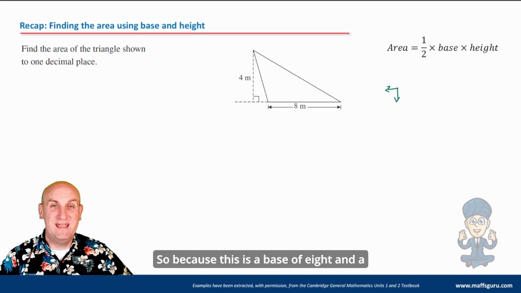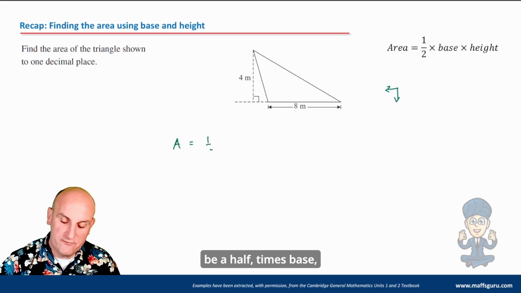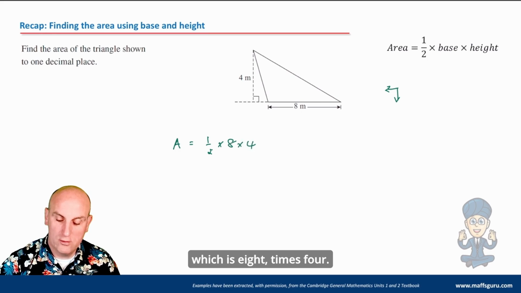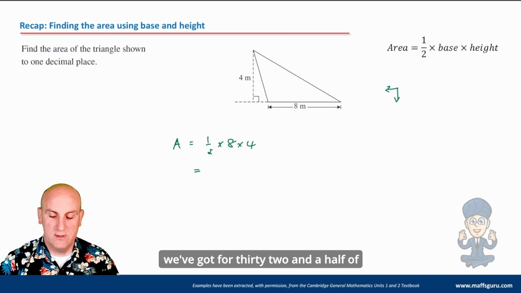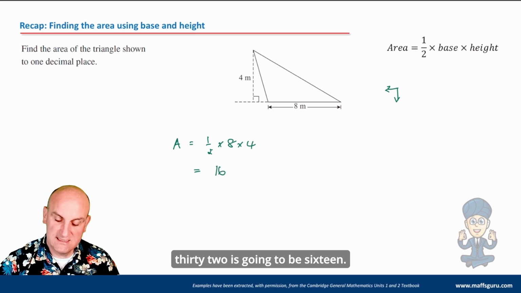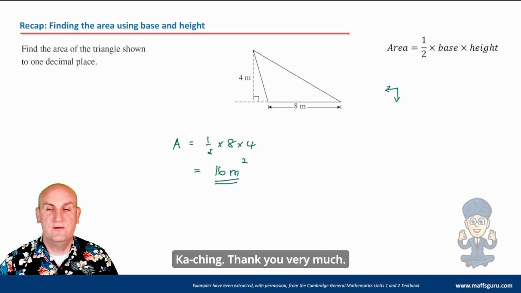So because this is a base of 8 and a height of 4, I know my area is going to be a half times base, which is 8, times 4. Well, 8 times 4 is 8, 16, 24, 32, and a half of 32 is going to be 16. My units are meters. We'll do a squared. Ka-ching. Thank you very much.